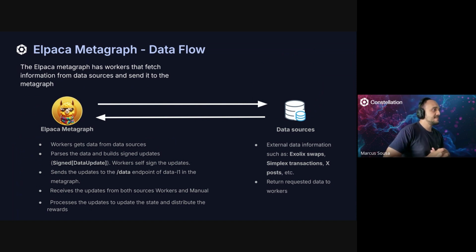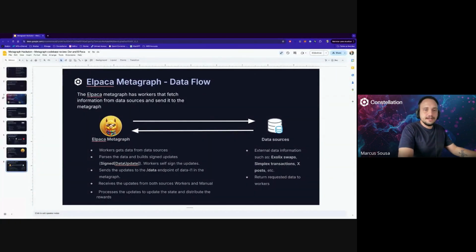We will send the updates to the slash data endpoint, just like Alex has mentioned. It's the normal flow. We will send the information to the slash data endpoint. We will receive from both sources, workers and manual. We can have the manual update and we can have the workers update. And we will process the updates to update the state and distribute the rewards. I will show a little bit of the code right here.